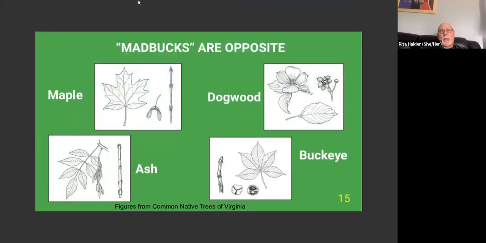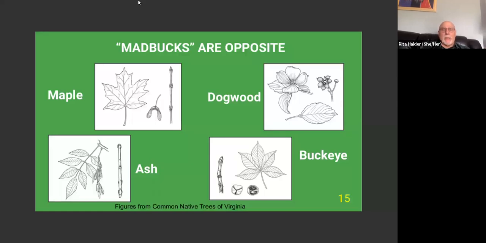The major trees in Ohio, there are a lot of shrubs as well, but the primary trees that are opposite in Ohio are the maple, ash, dogwood, buckeye. We'll talk quite a bit about those in the next talk when we get to the individual trees, but the madbuck group, maple, ash, dogwood, buckeye, those are the opposite trees in Ohio.